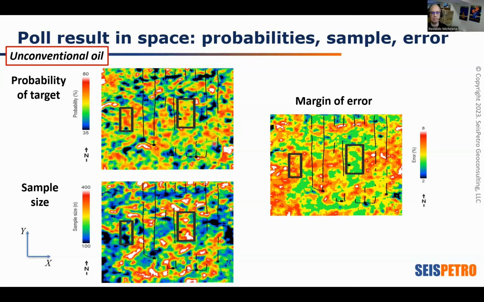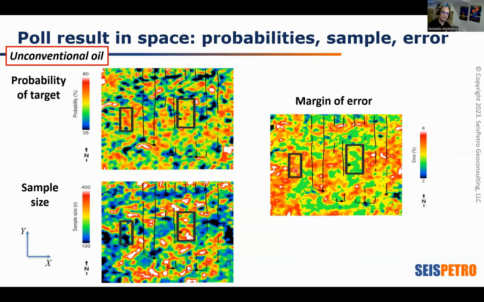Another way to use the margin of error is to prioritize areas based on the uncertainty that we have in the answer. For instance, we see here 2 areas that have high probabilities, but when we look at the margin of error, we see that this area in the center has a lower error compared to this area towards the west. So in terms of prioritizing, if we're going to drill new locations, or if we're going to constrain other modeling processes using these results, we're going to give more weight to wherever we have the smaller error.